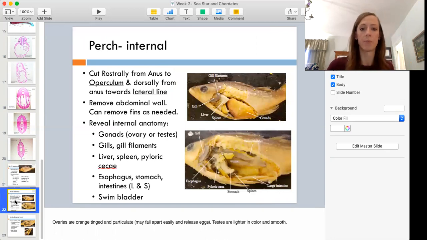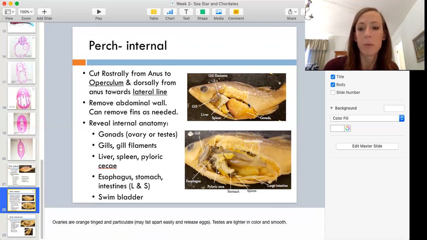Okay, so this is the dissection that you would do in lab this week. We have you cut from the anus along the midline and then up the operculum, and then also do the same up and across to expose the internal organs on the ventral side of the perch.